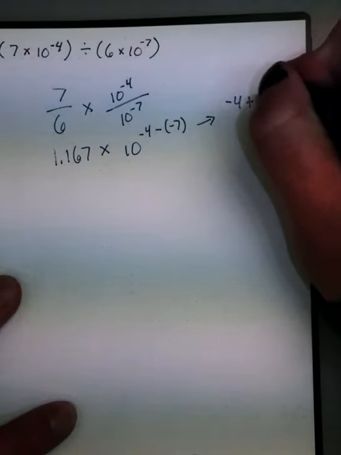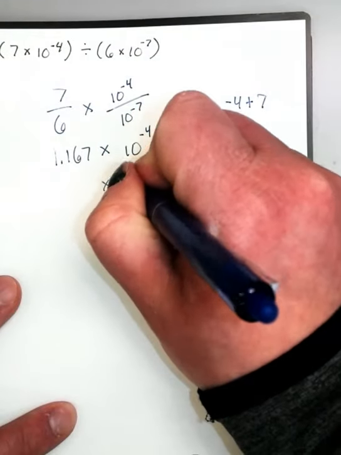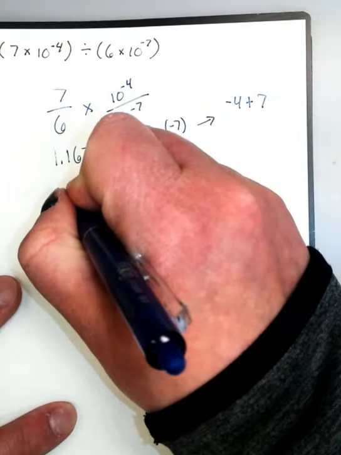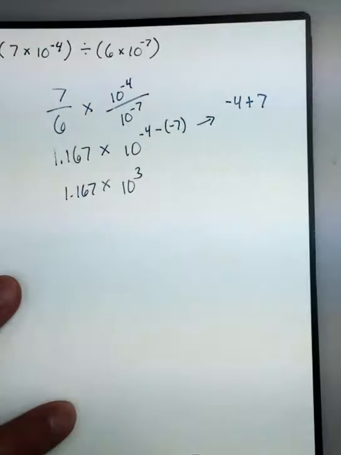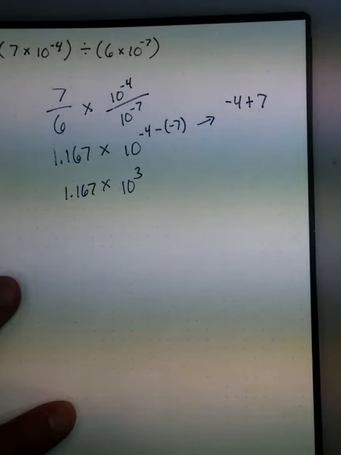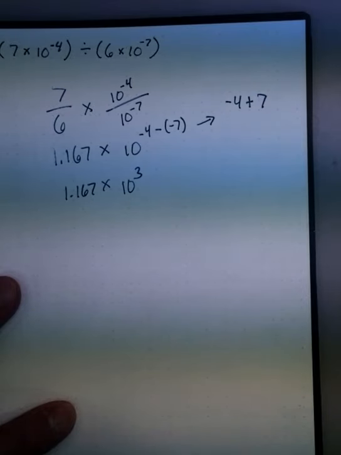So negative 4 plus 7 is 3. The final answer here is 1.167 times 10 to the third.